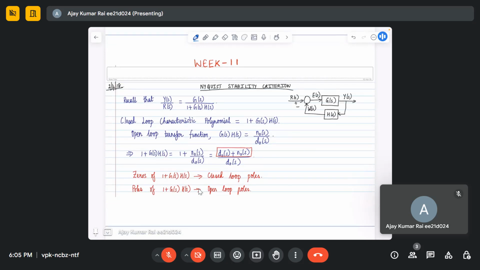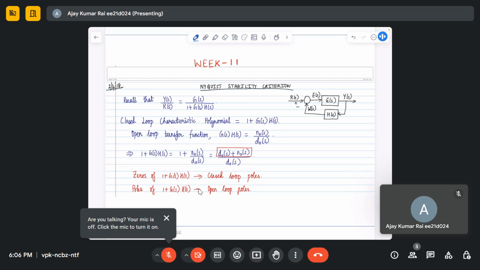Now we'll see how to use that to see the stability of the system. Stability means we want to see the closed loop poles. We want the closed loop poles to be lying in the left half plane. When these poles are lying in the left half plane, we'll say the system is stable. That's what we want.